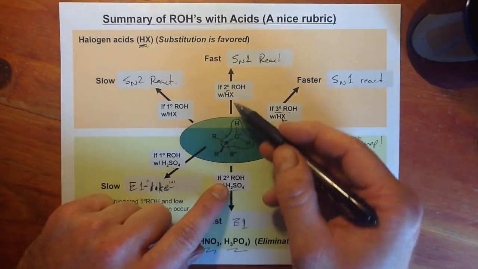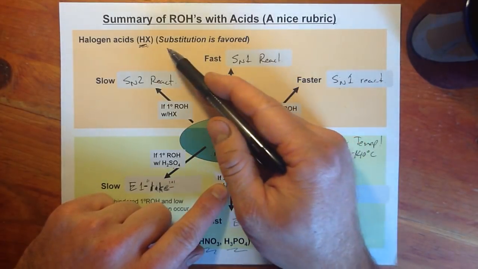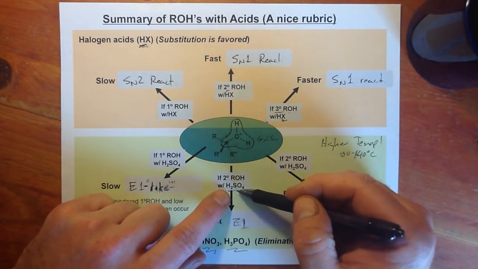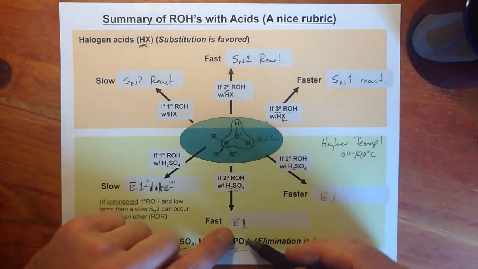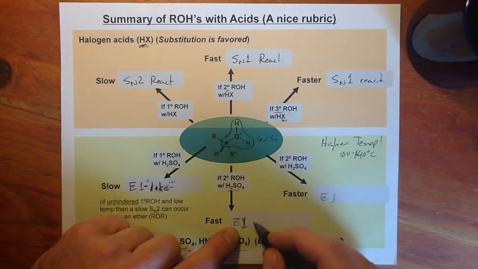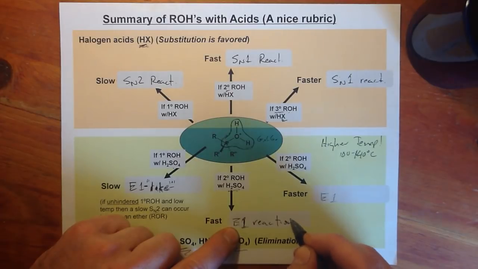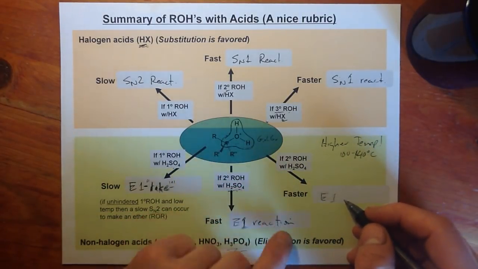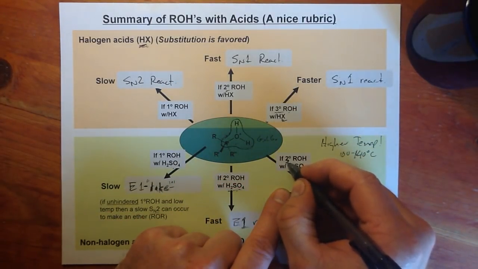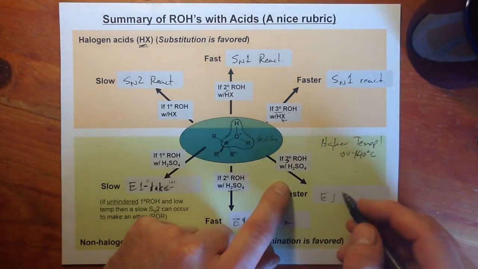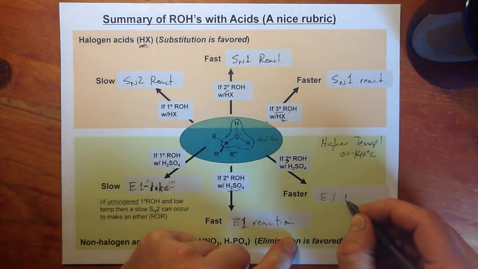If that's, again, secondary compared to going straight up where we had a halogen, where we don't have a halogen, sulfuric acid, we're going to see an E1 reaction. And then last, if it's tertiary here, if this is a tertiary, we have an even faster E1 reaction.